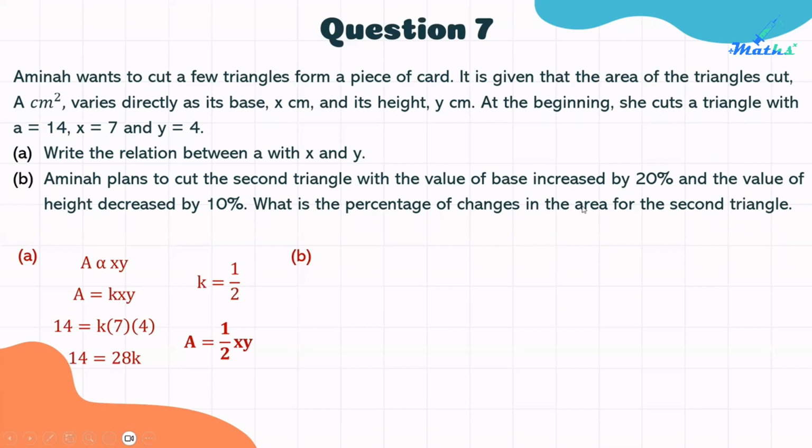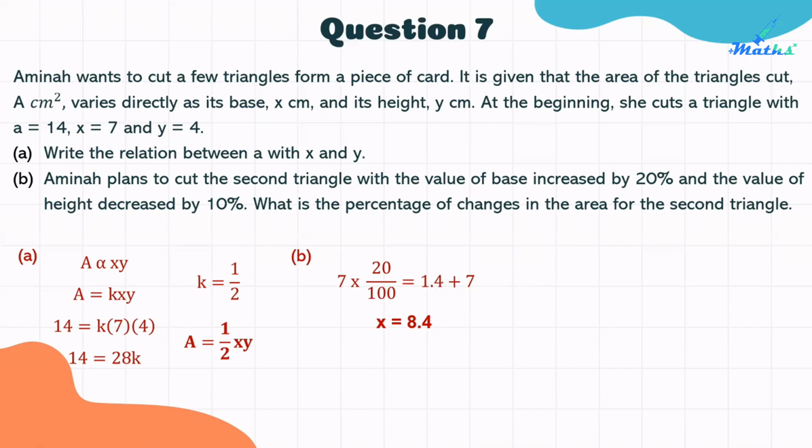Okay. For our previous base is 7 cm. So for now, we need to increase 20%. So 7 times 20 over 100 equal to 1.4. And we need to plus the previous base cm as it increased. So the new base value is 8.4.